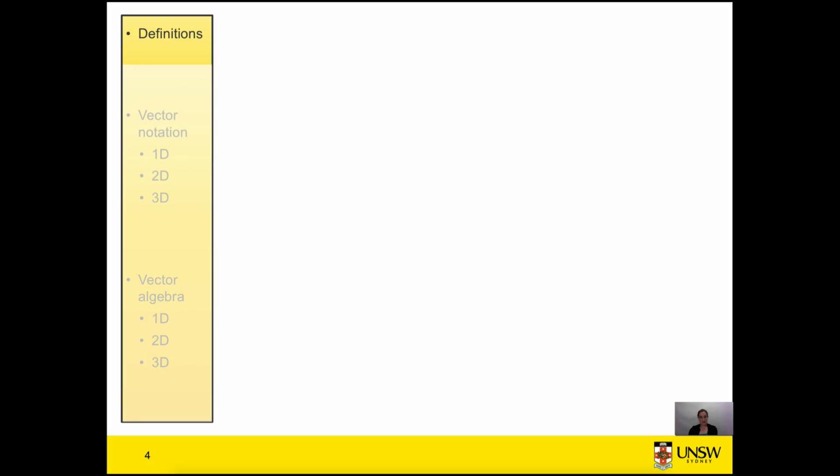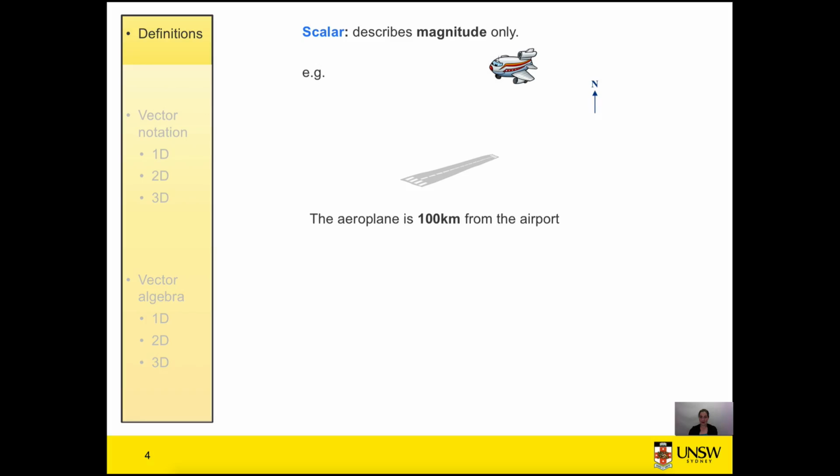So there are two definitions or two terms that describe how we describe space. And the first of those is a scalar, and a scalar is something which describes magnitude only. So for example, if we imagine for a minute that we live in a two-dimensional world, we have a pilot coming into land and he describes his position as 100 kilometers from the airport. This is a scalar description, but in this case it's not actually very useful because there's a very large range of locations that could be 100 kilometers from the airport, and it makes life slightly tricky for the control tower.